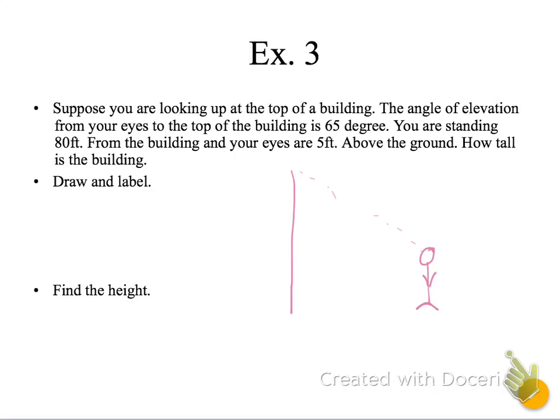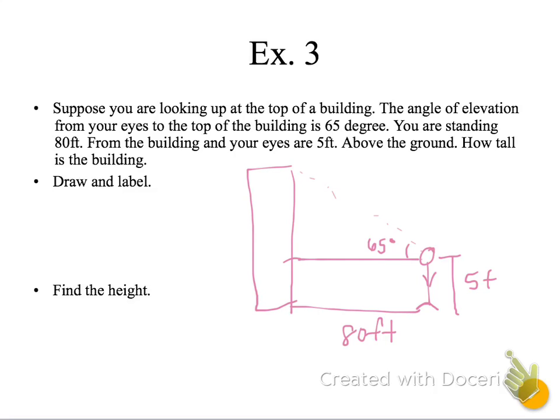The angle of elevation from your eyes to the top of the building is 65 degrees. You're standing 80 feet from the building, so we know that this is 80 feet. And your eyes are 5 feet above the ground, so we know that this is 5 feet. And we know this is 65 degrees, because for my angle of elevation, we have a horizontal line, and they're looking up 65 degrees to the top of this building. Okay, so this is still 80.